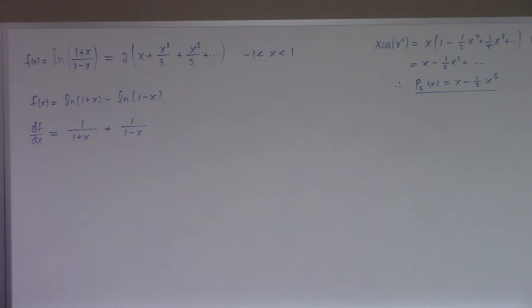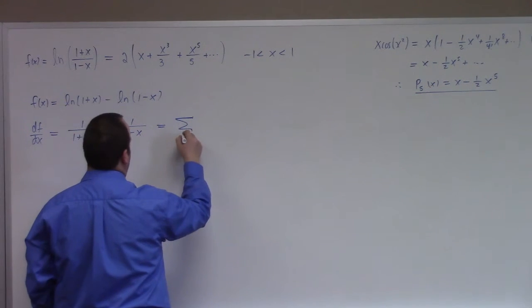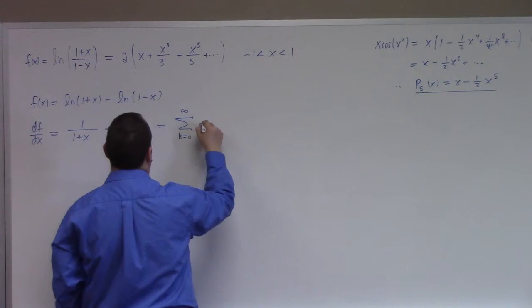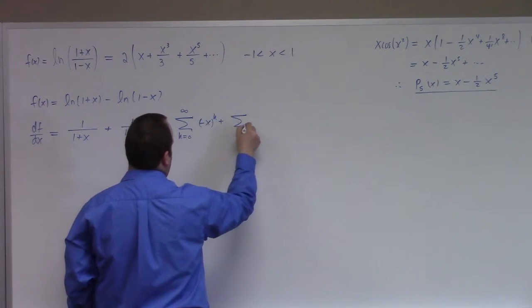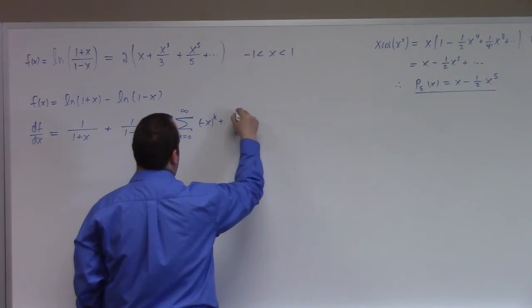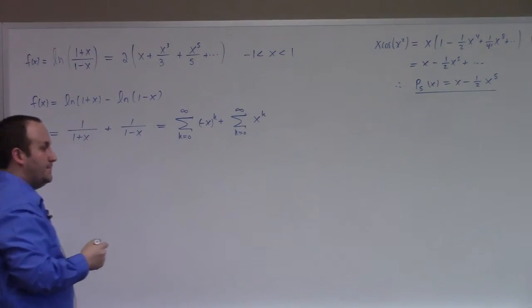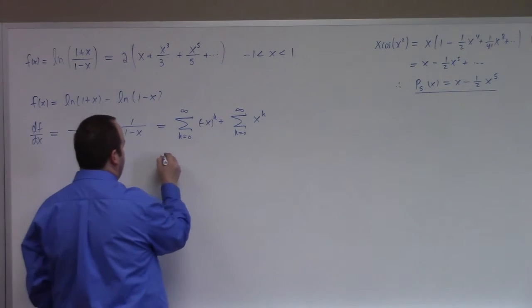Now this is a sum of geometric series. This is the sum, k equals 0 to infinity, of minus x to the k, plus the sum k equals 0 to infinity of x to the k, by geometric with r equal to minus x, and geometric with r equal to x. Now, if you look at this we can simplify, right?